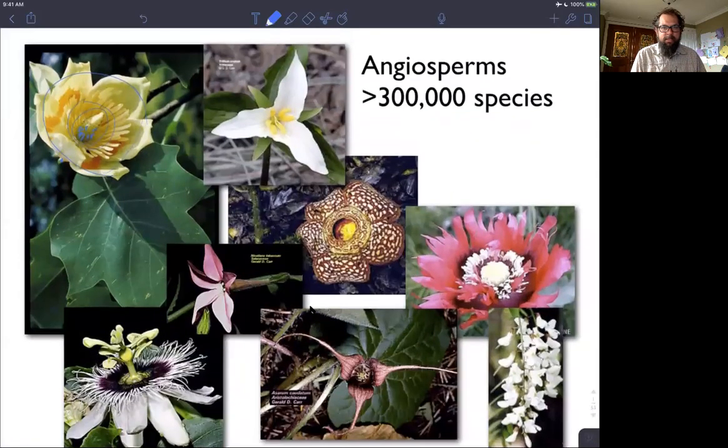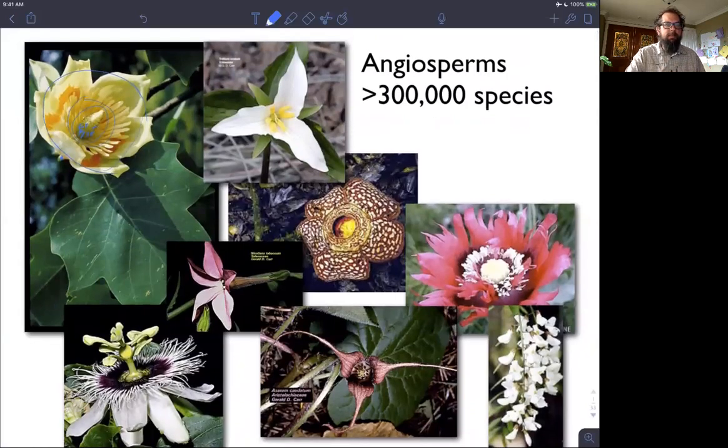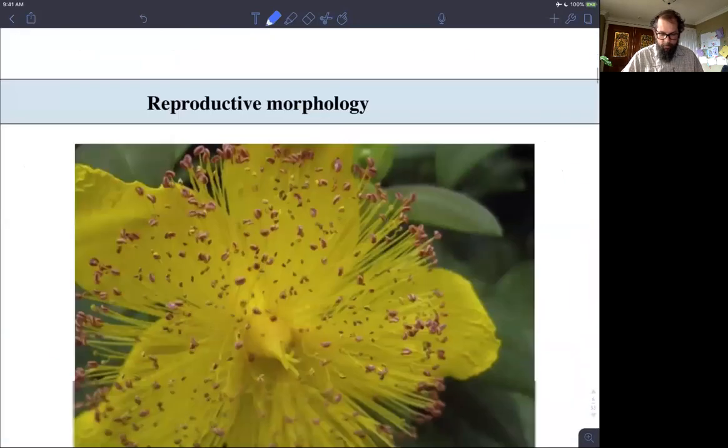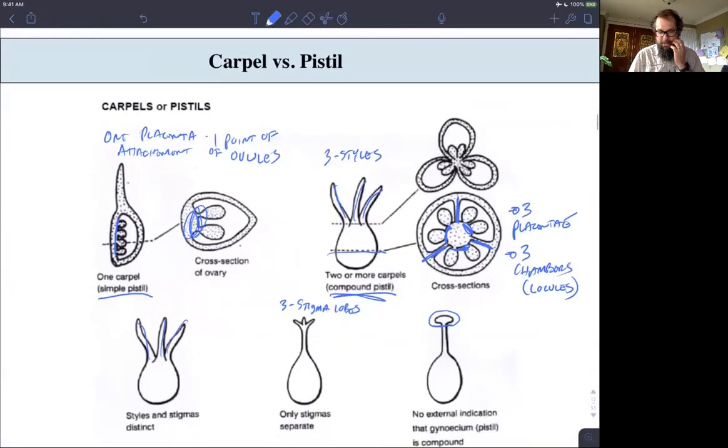I realize that's not the best picture. I'll get a couple more pictures for you next time to show you, just to emphasize this point of the simple pistil versus the compound pistil. Let me scroll back down to where we were here. Okay, so that's the deal with carpels and pistils. So I'll get you a couple more pictures and we'll re-emphasize this point.